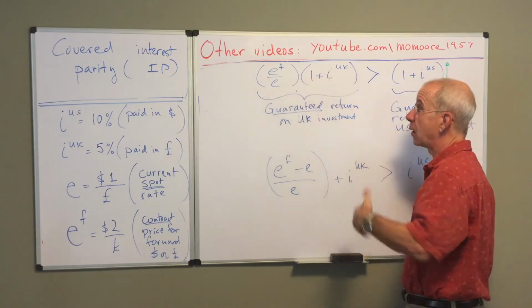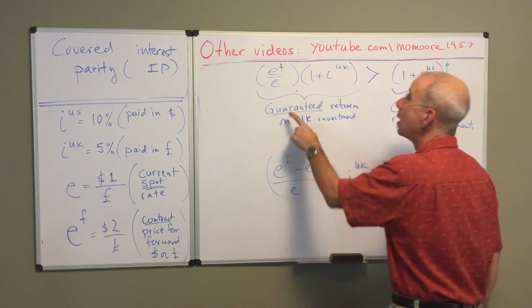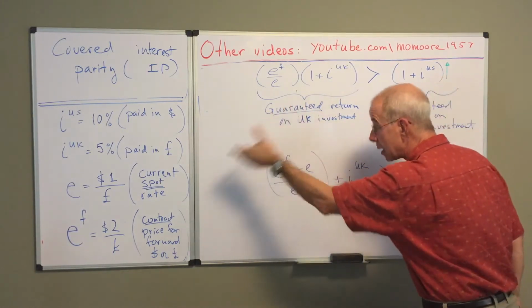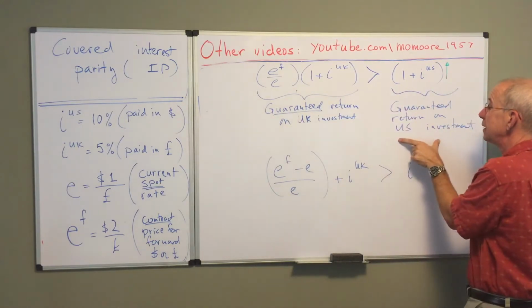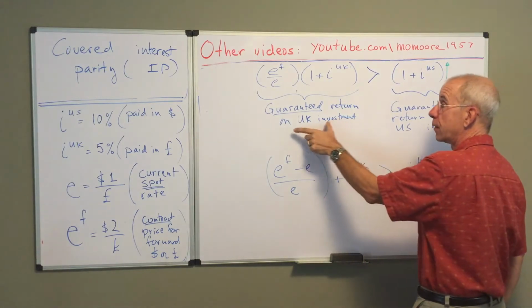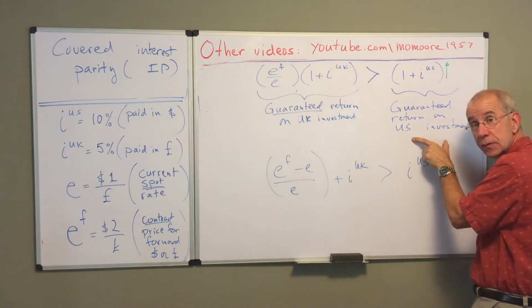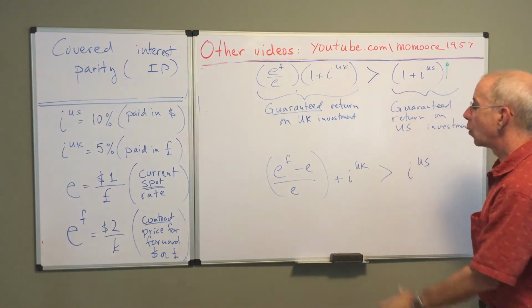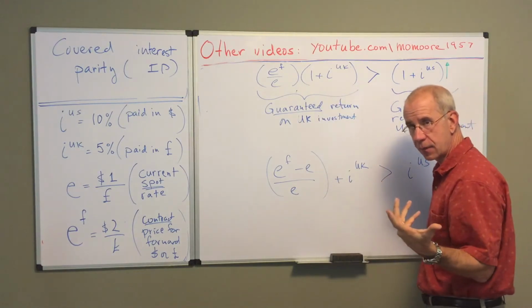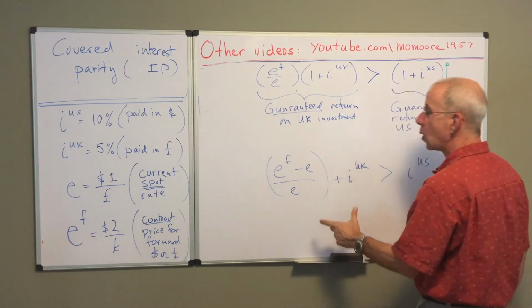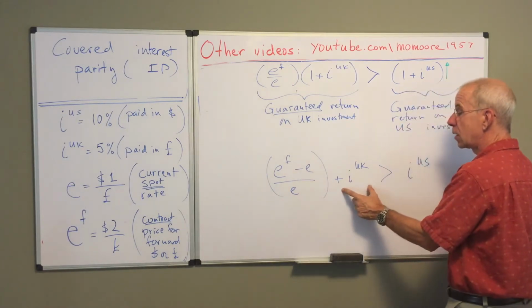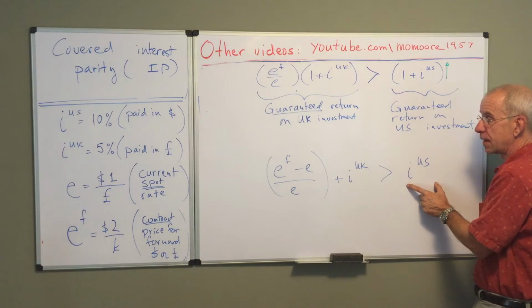Now, I won't go through the details of how I got this equation, that's in another video, but using the forward market, this is a guaranteed return on the UK investment using these numbers, which exceeds the guaranteed return on the US investment. So for an American, they would prefer to buy UK versus US bonds. Now, we can also write this same equation in this form, which is much more frequently used, where this is the forward discount or premium on dollars. This is the UK investment. This is the US investment.